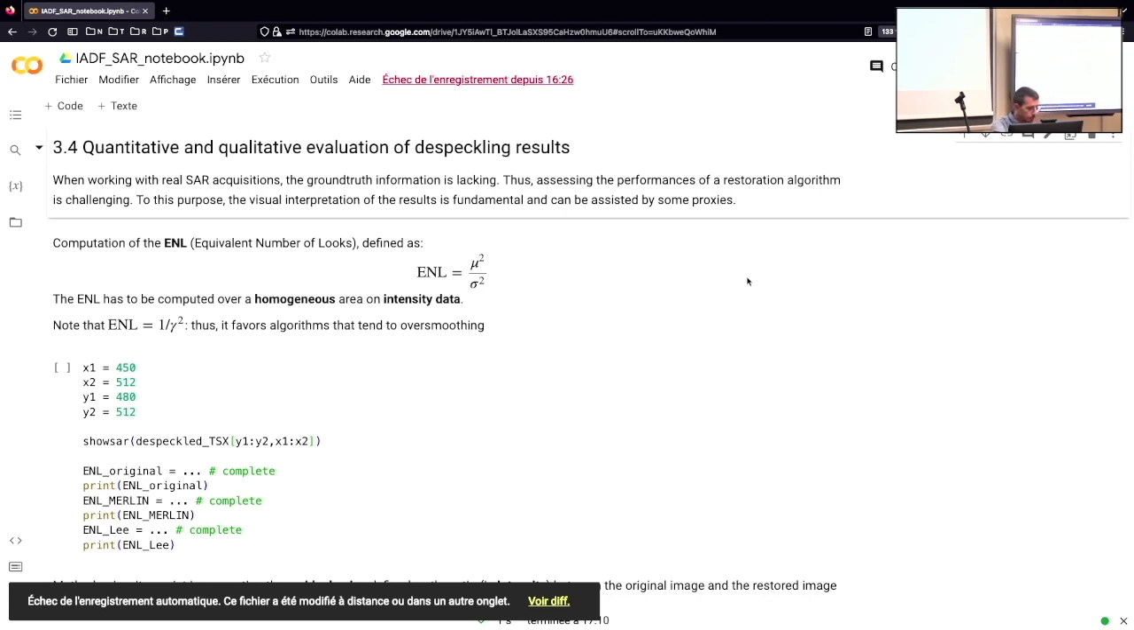The thing is, this indicator is computed on homogeneous areas, and as you may have noticed, it is 1 divided by the square of the coefficient of variation. So the equivalent number of looks actually favors algorithms that tend to oversmooth an area. So it will not tell you how well you have preserved thin structures in your image. Yet, we are going to compute it.